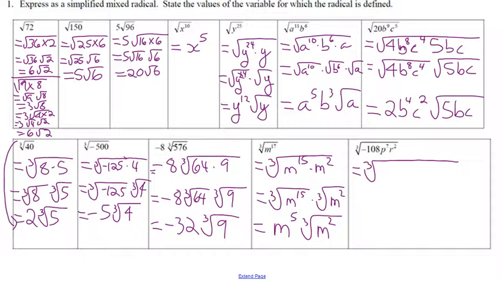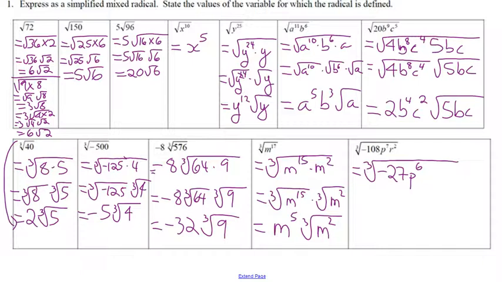Okay, what cube goes into 108? 27, right? So this would be 27 times 4. So I'm going to write negative 27. What's the largest power of p that I can do with p to the 7th? P to the 6th. Okay, r squared, there's no power that I can do, right? Because it's squared and it needs to be at least 3.